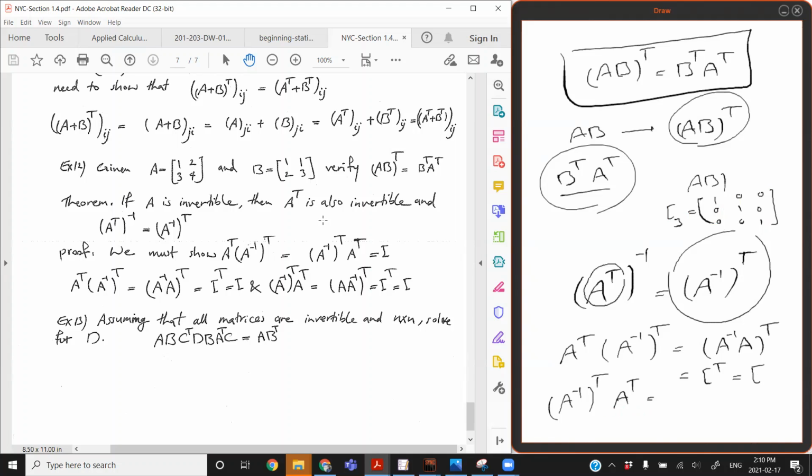Same for this one. This is going to be something transpose. It's going to be (A times A inverse) transpose. But that is also I transpose, which is I. So this proves that the inverse of A transpose is simply the transpose of A inverse.